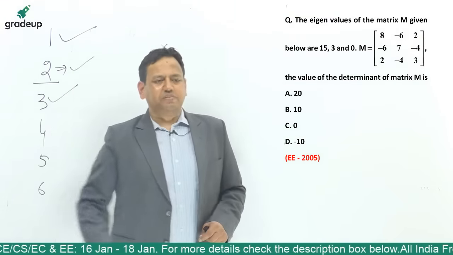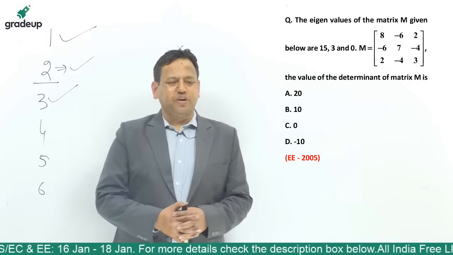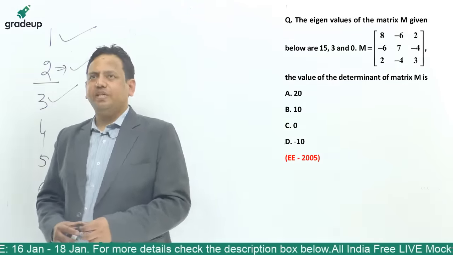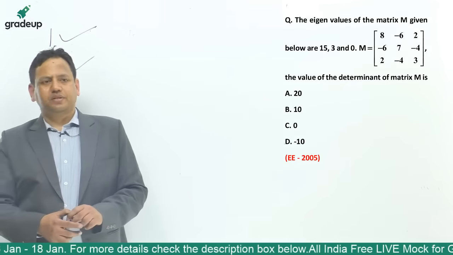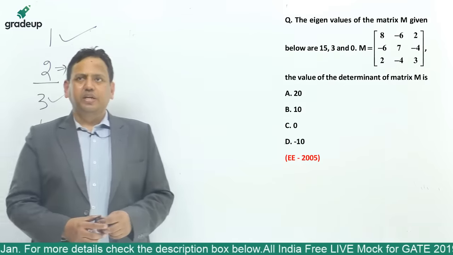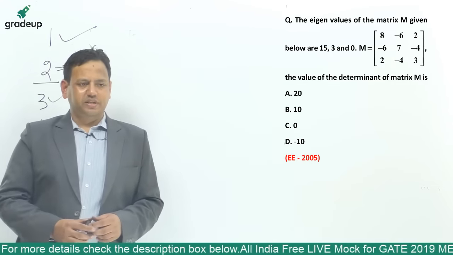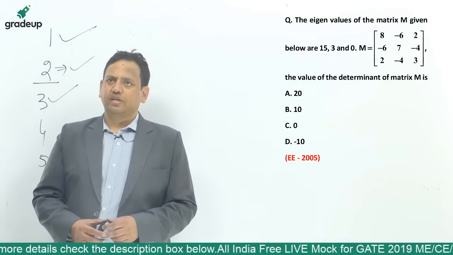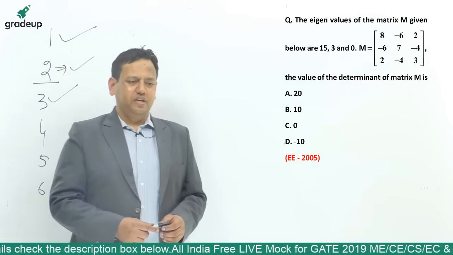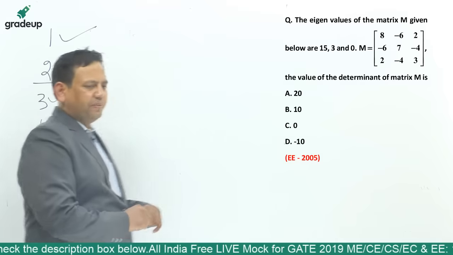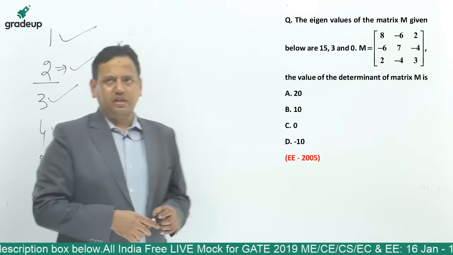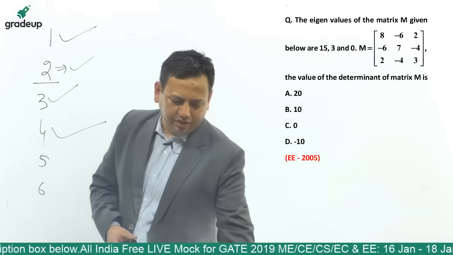If the eigenvalues of the matrix are given as 15, 3 and 0, what is the value of the determinant? Just write down the value, everybody. Zero, perfectly fine. It should be the product of eigenvalues. So 15 into 3 into 0, you will get the answer. Done. Very good. C, 0.